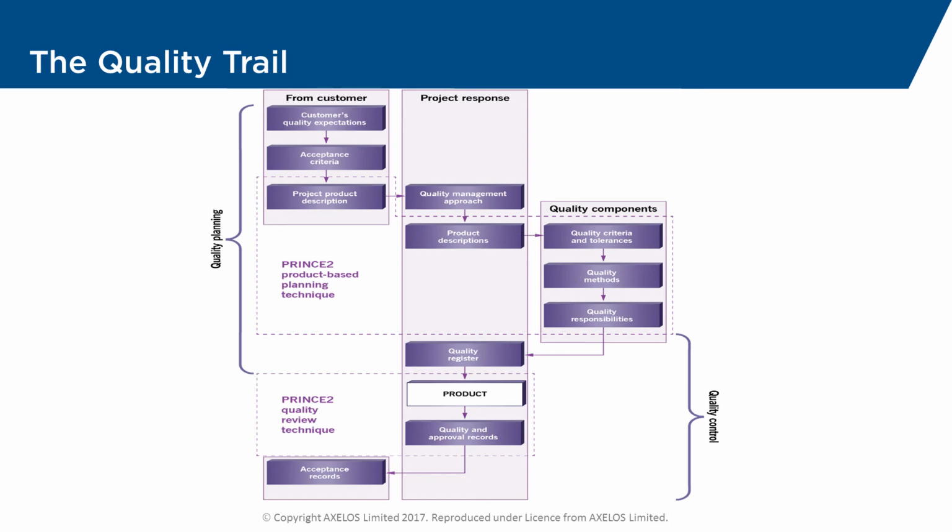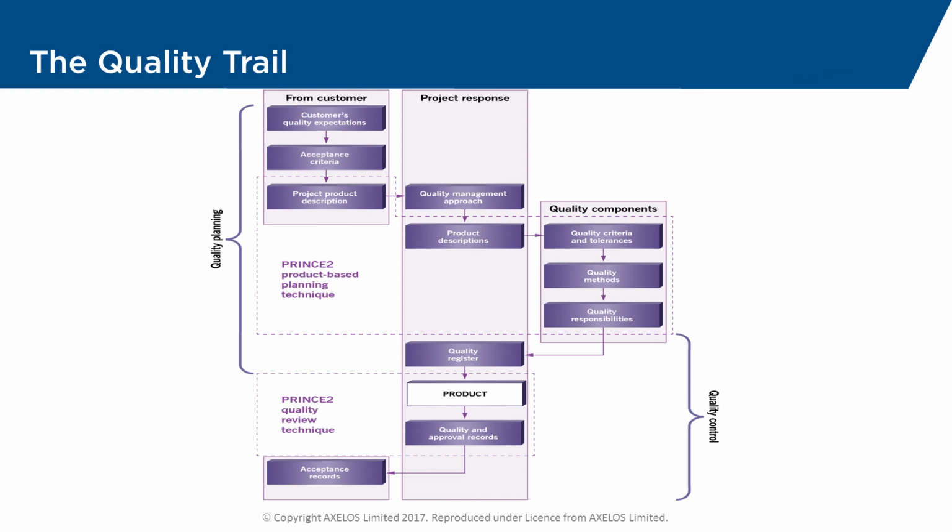In quality control, this is where the team managers and their teams are going to be building the products. And we'll need to make sure that they build them in accordance with the product descriptions, which we're going to be giving to them. And we're going to test to make sure that they do actually meet those quality criteria within the quality tolerances.